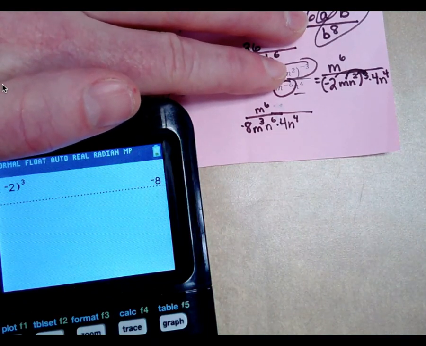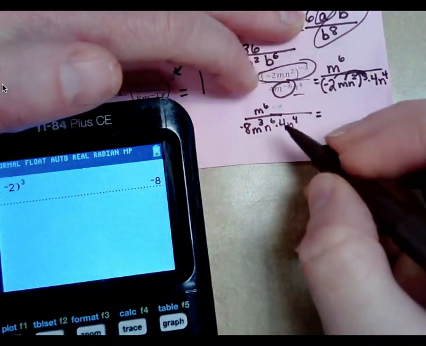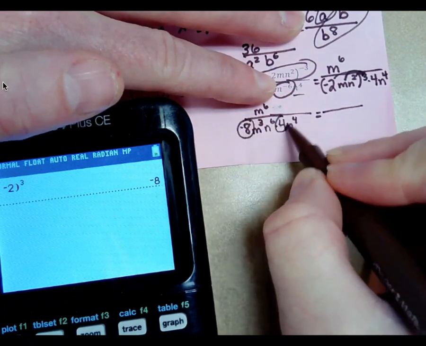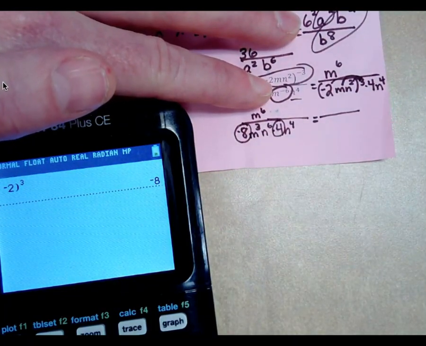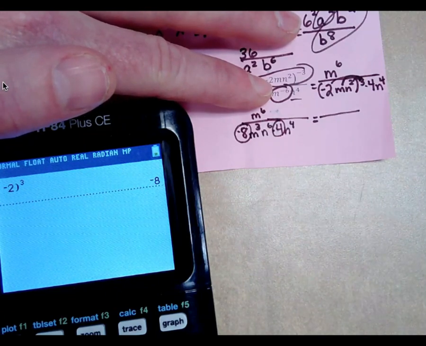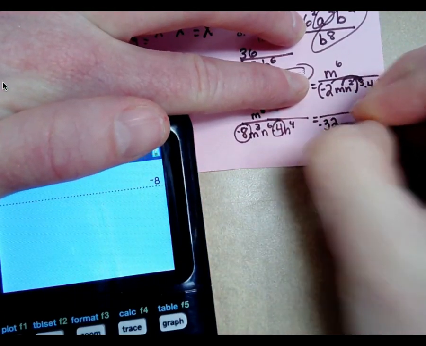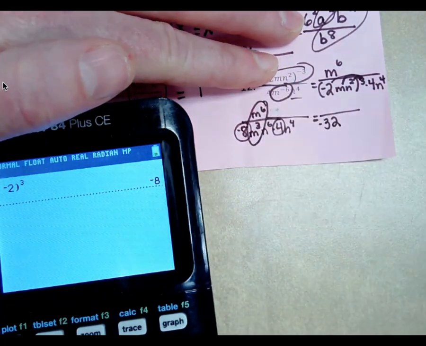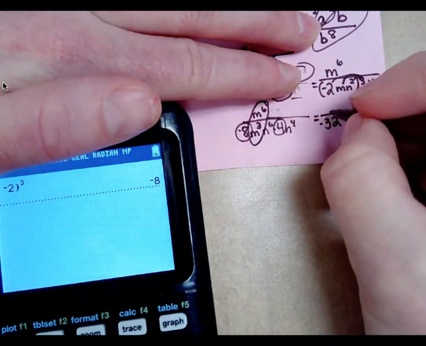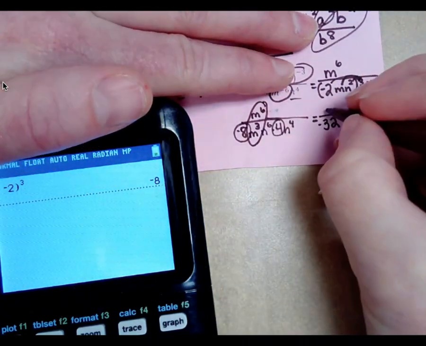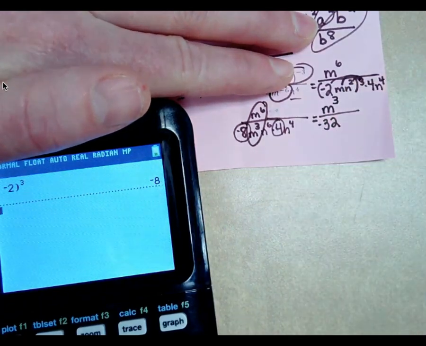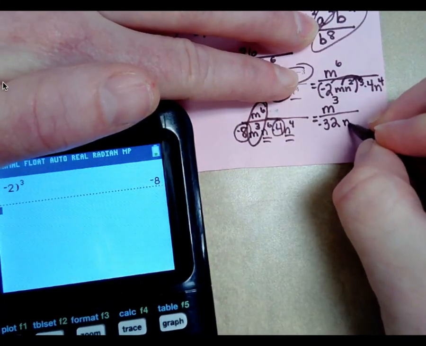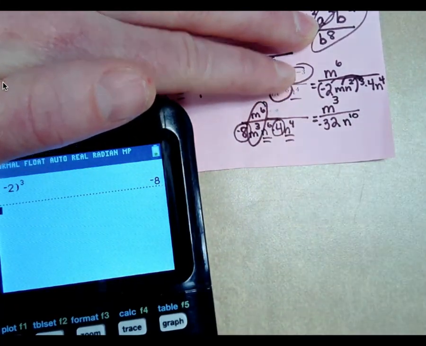All right, we still got to keep on going. So I'm going to go ahead and multiply negative 8 times a positive 4, because you need to combine your like terms by multiplying it. Negative 32. And then we have m^6 over m^3. Subtract them, m to the third. And then n^6 and n^4, n to the 10.